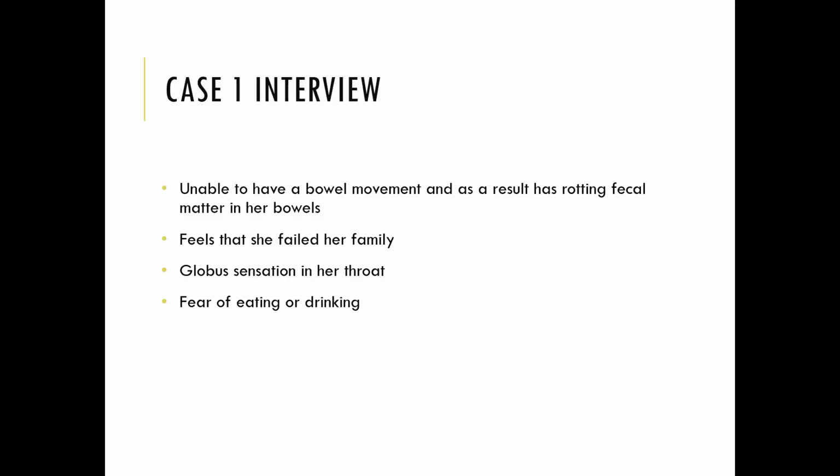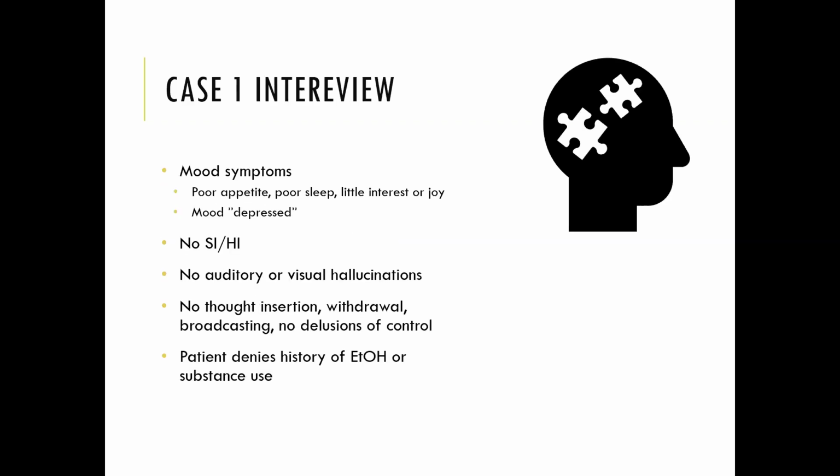In the interview, she endorsed these things again. In addition, she reported that she felt that she had failed her family. This came up over and over again, that she felt unworthy and that she had done something wrong to her family. She also complained a lot of a globus sensation, like an egg in her throat. And she expressed profound fear of eating and drinking, and felt like she could not do that. In further exploration of other psychiatric symptoms, she did endorse a lot of mood symptoms. She described her mood as depressed. She had a very poor appetite outside of her beliefs around what eating would do to her body. She had poor sleep, very low interest, very low joy, no suicidal ideation, no hallucinatory experiences.